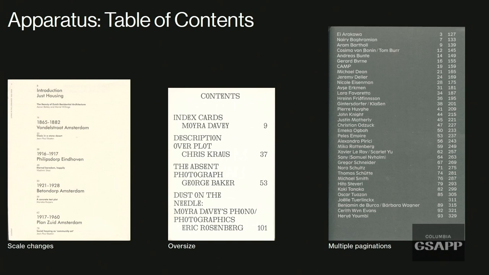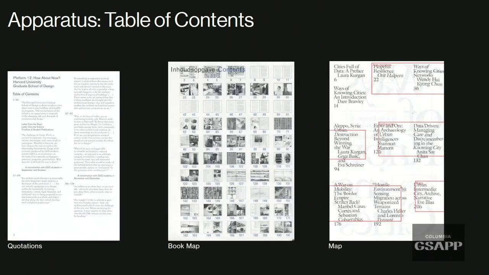sometimes oversized type, a little more irreverence might allow for some more legible gestures. In the example on the far right, there are actually multiple paginations for each of the artists who are being featured in this catalog, and they happen in two places, so both on page 3 and on page 127, which is a bit strange. We usually are accustomed to seeing just one page number for a piece of content that we're looking for.